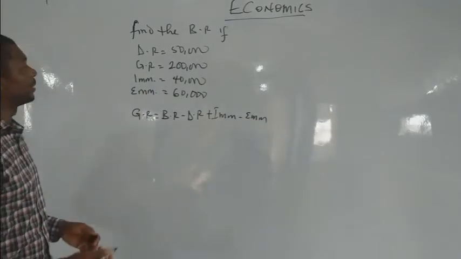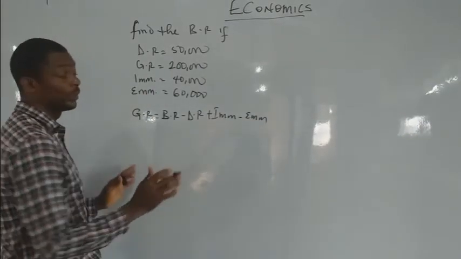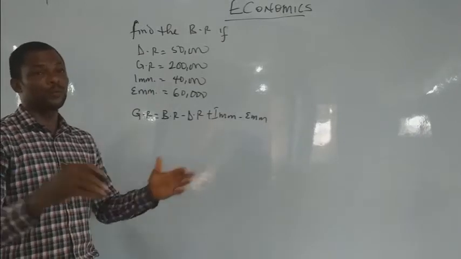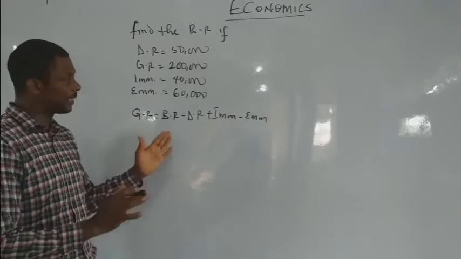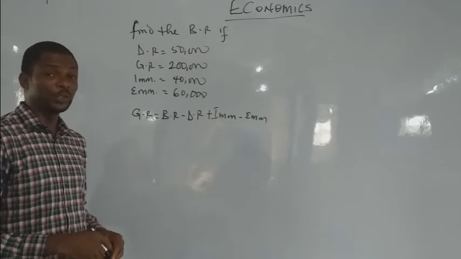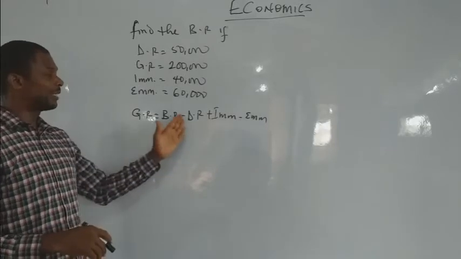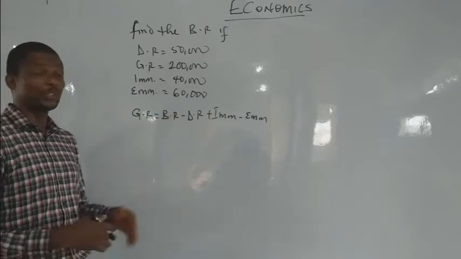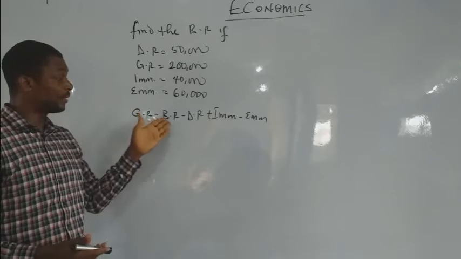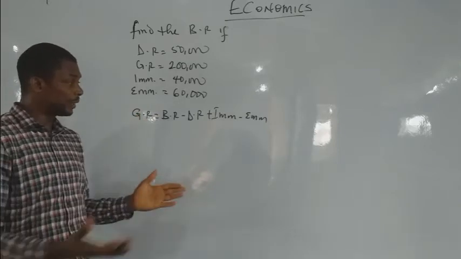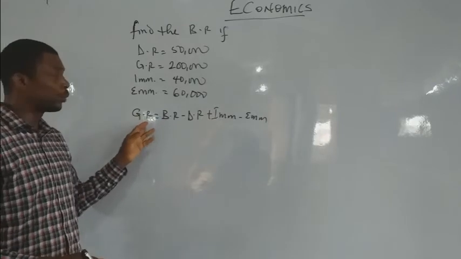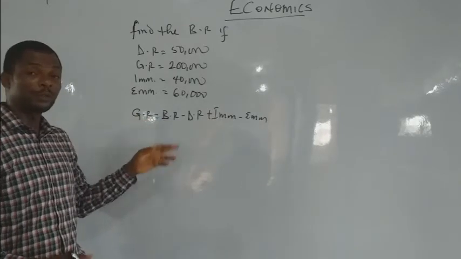So what's the birth rate here? The birth rate was not given in this case. Your questions can come in any way, but what matters is that you have done changing the subject of a formula in SS1. So we make the birth rate the subject of the formula. Some of the values are simply put in place. Normally the birth rate is on the outside, but this time we want to make it the subject of the formula.